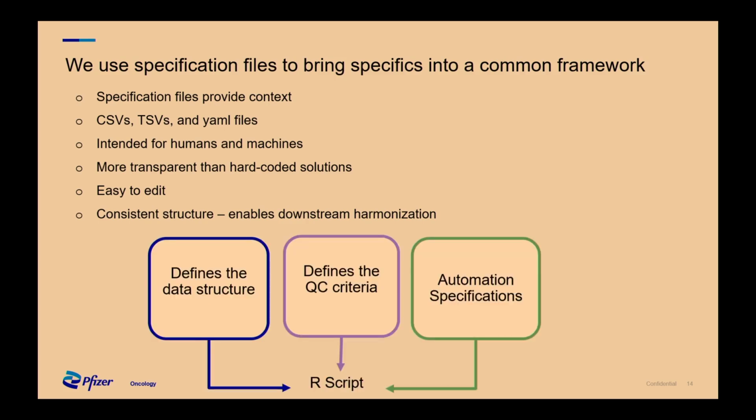So we work with three different types of specification files. We have a set of files that define what's in the data itself, what it means, how it's organized, et cetera. We have another set of files that defines the QC criteria, so what we need to check to make sure that we can pass the data along for analysis. And then also another file that's related to automation.